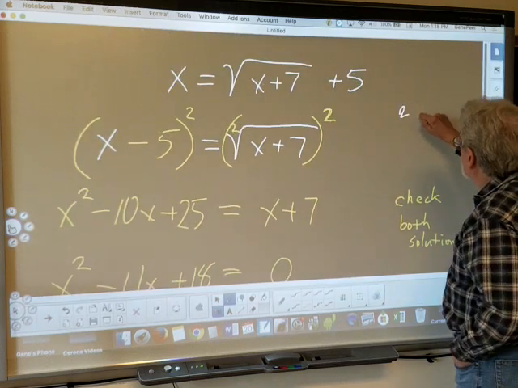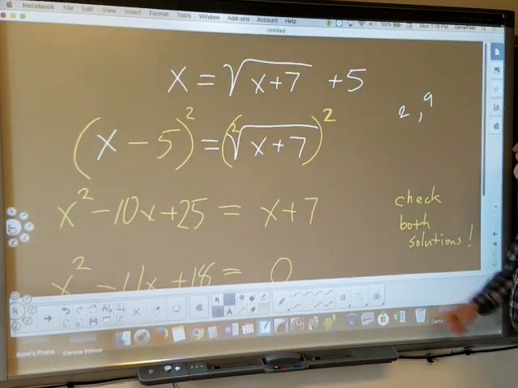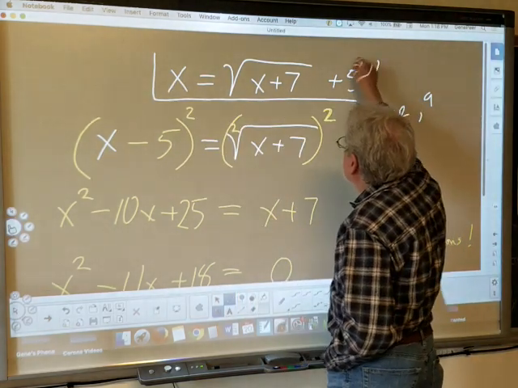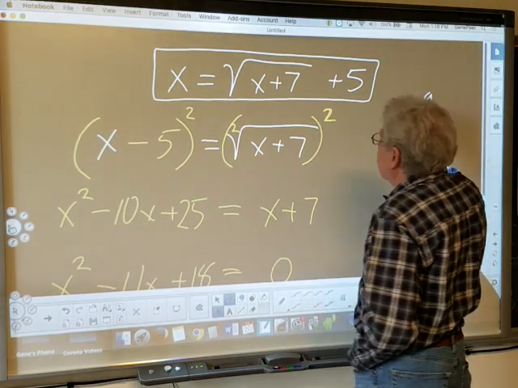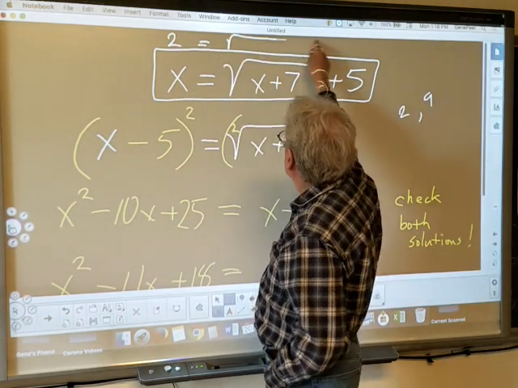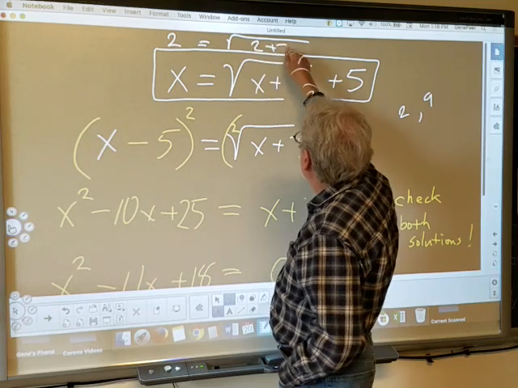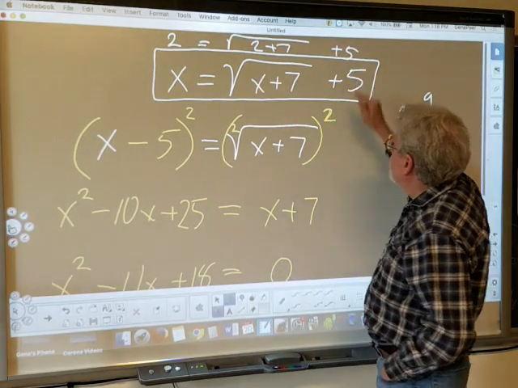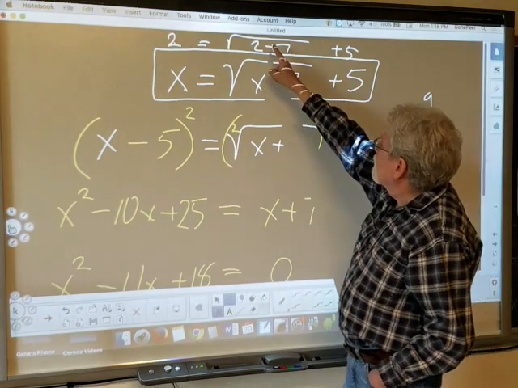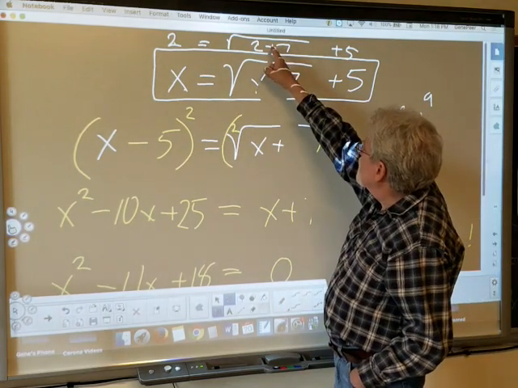We got answers of 2 and 9. Let's check them both in the original equation, right here. All right, let's put in a 2. Does 2 equal the square root of 2 plus 7, plus 5? Putting in a 2 here and a 2 there. This is the square root of 9. The square root of 9 is 3.